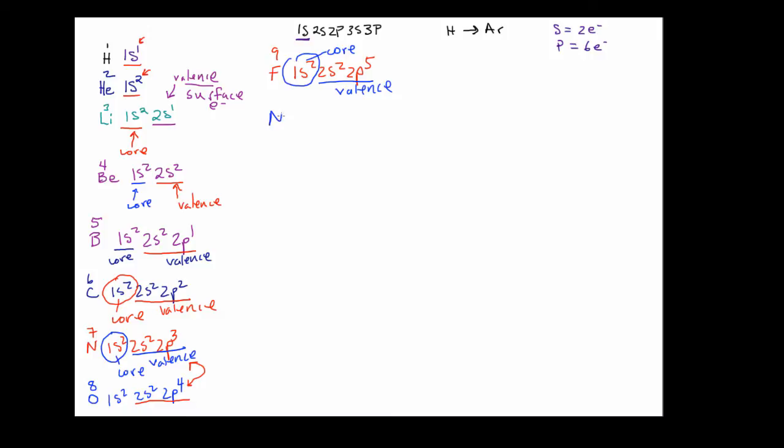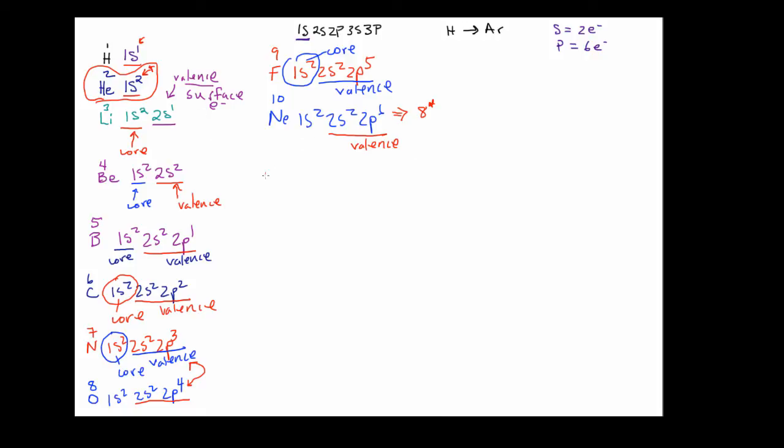Next element to the right, neon. 10 electrons. 1s2, 2s2, 2p6. Here's my valence. Note this shell is totally filled and it gives us our magic number of 8. Okay, noble gases have 8 electrons in their outer valence, except for helium, because it only has 2 electrons, a smaller number, but its outer shell is totally full.